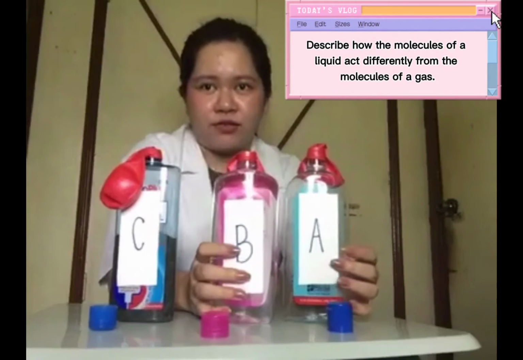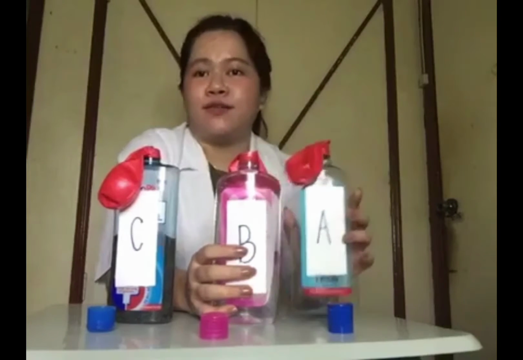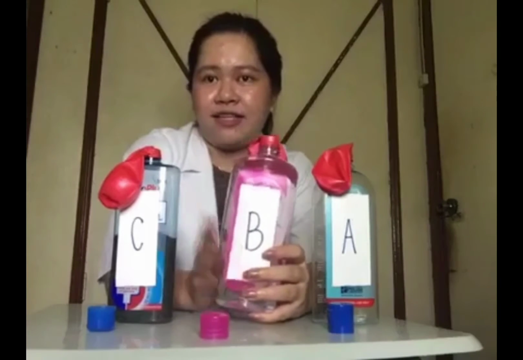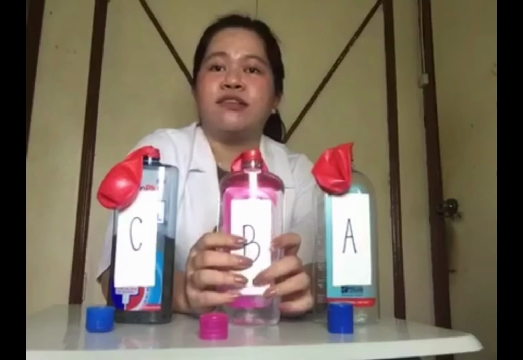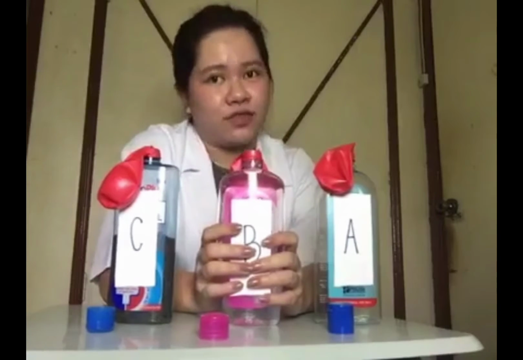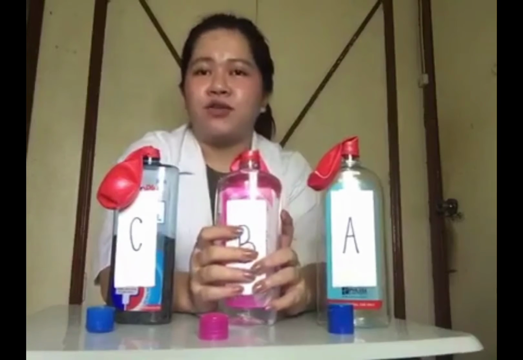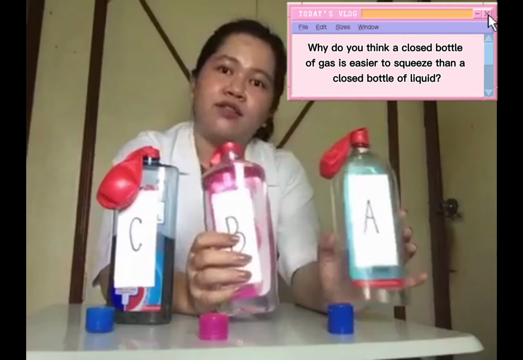Describe how the molecules of a liquid act differently from the molecules of gas. So gas molecules have a lot of distance with each other. Therefore, there is no regular arrangement of molecules. Liquid molecules are closer together and still have no regular arrangement of molecules. However, liquid molecules have a definite volume but no definite shape, whereas gas molecules have no definite volume and no definite shape.